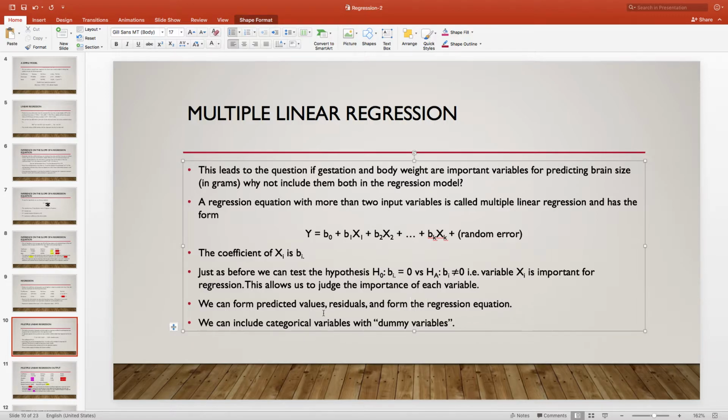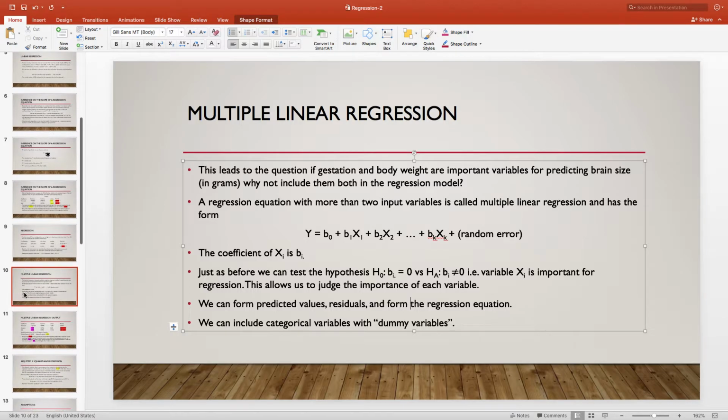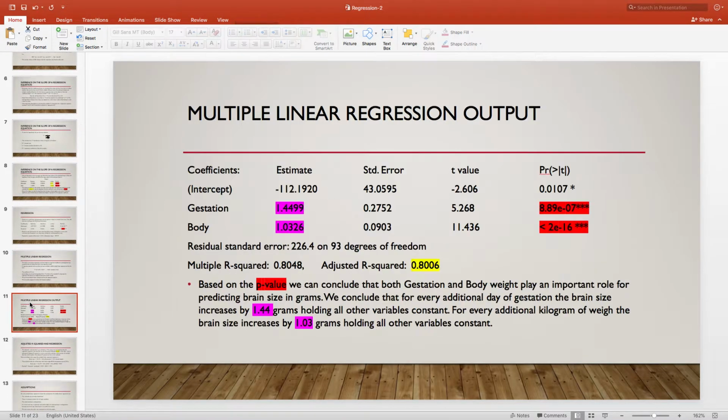Now, one other thing to note is that we can include categorical variables with dummy variables. Let me briefly discuss that. Okay, so here, before I discuss that, here's an equation. Here's the multiple regression equation.